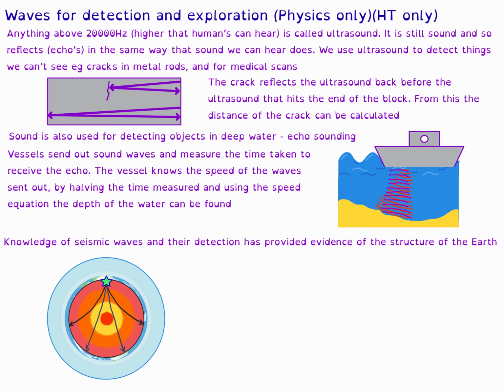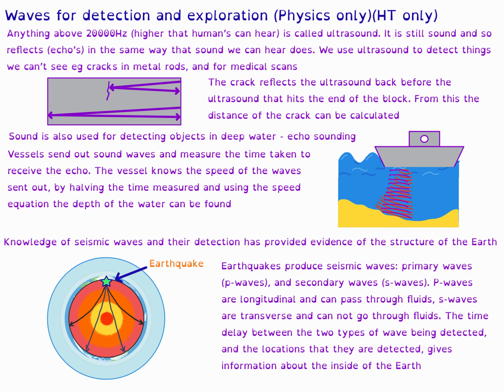Knowledge of seismic waves and their detection has provided evidence of the structure of the Earth. Earthquakes produce seismic waves, primary waves, P waves, and secondary waves, S waves. P waves are longitudinal waves and can pass through fluids. S waves are transverse and cannot go through fluids. The time delay between the two types of wave being detected and the locations that they are detected at gives information about the inside of the Earth.